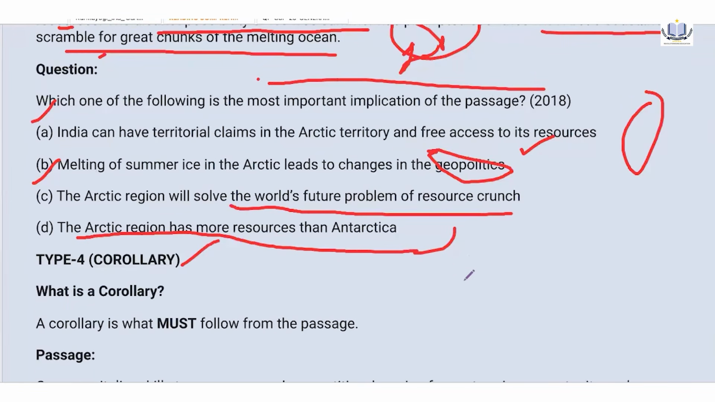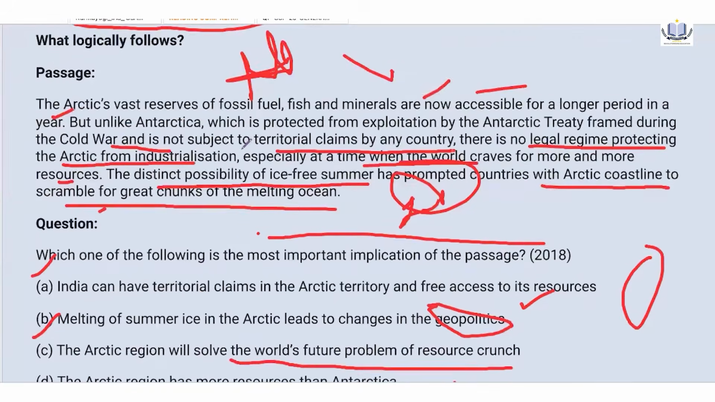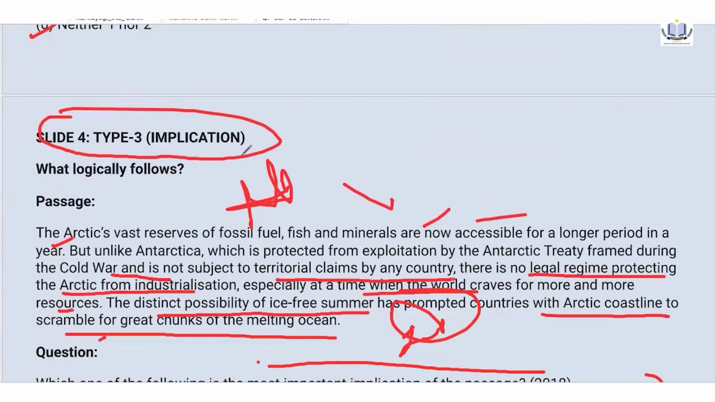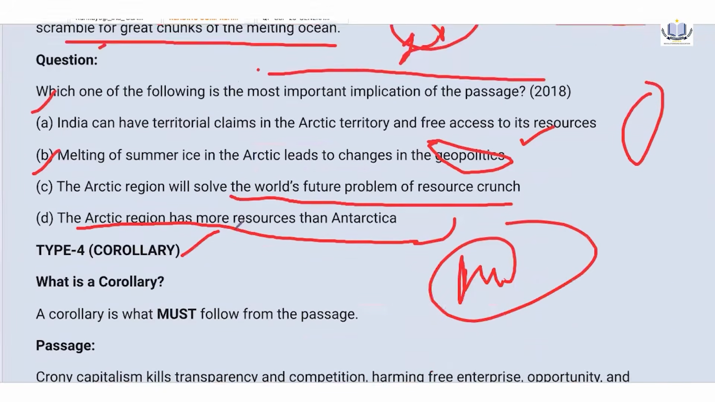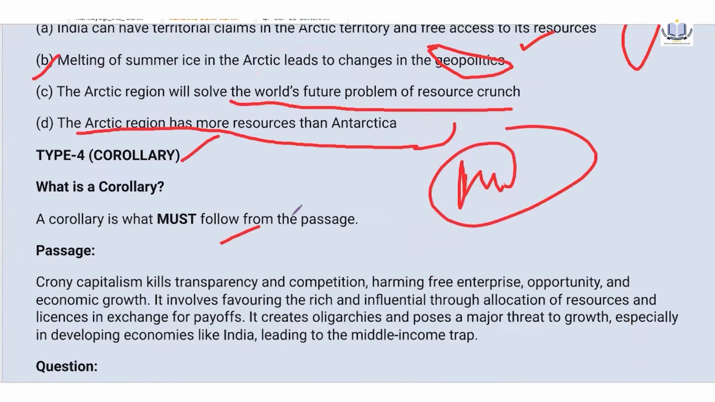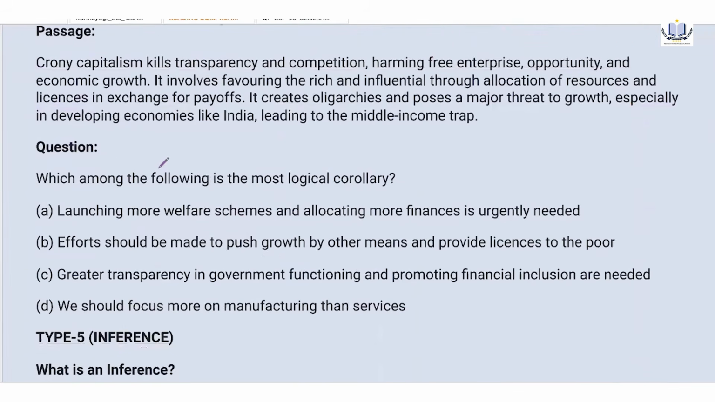Now corollary, so it is what must follow. Here, even a loose relationship, if it is there, will be correct. But for a corollary, a strong relationship should be there. Now let's read the question. Which among the following is the most logical corollary? Option A, launching more welfare schemes and allocating more finances is urgently needed. Option B, efforts should be made to push growth by other means and provide license to the poor. Option C, greater transparency in government functioning and promoting financial inclusion are needed. And option D, we should focus more on manufacturing than services.